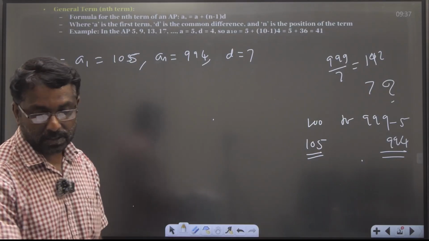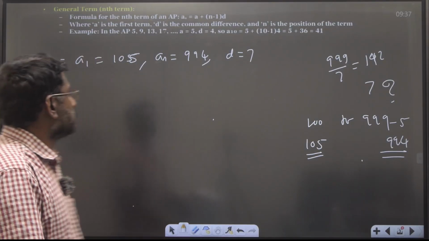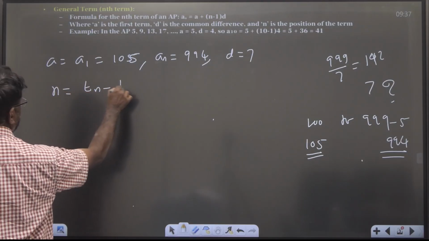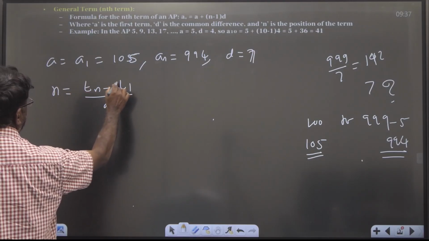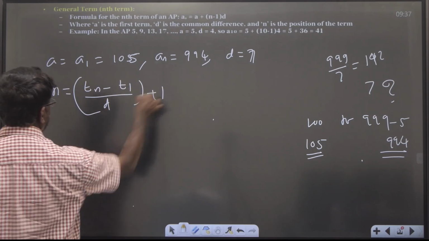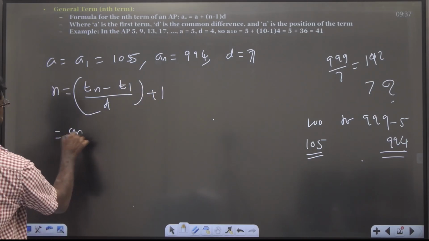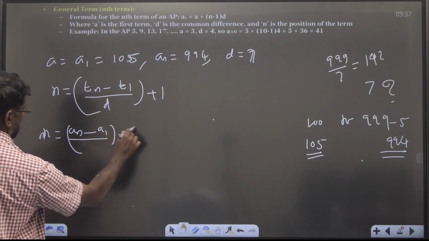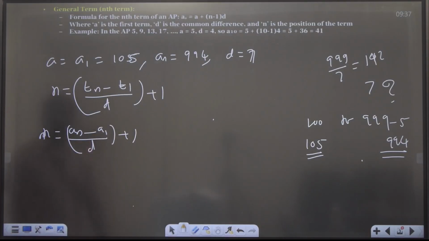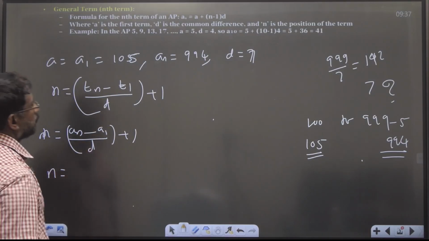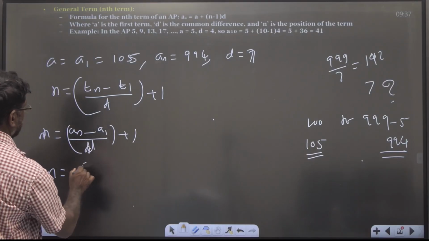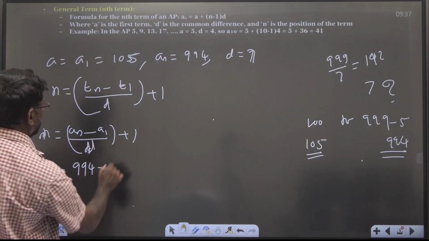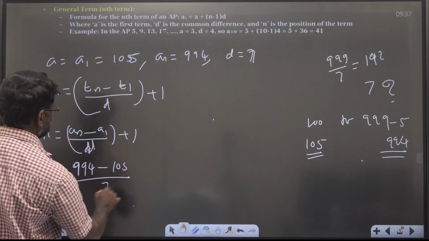Then what is the question? How many? We have to find out n, the number of terms. n is equal to (An minus A1) by d plus 1. This is the formula. What is An, the last number? 994 minus the first term 105, by d which is 7, plus 1.